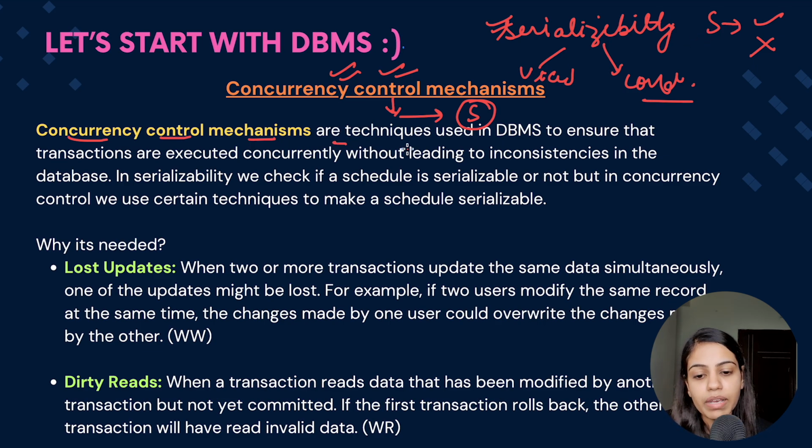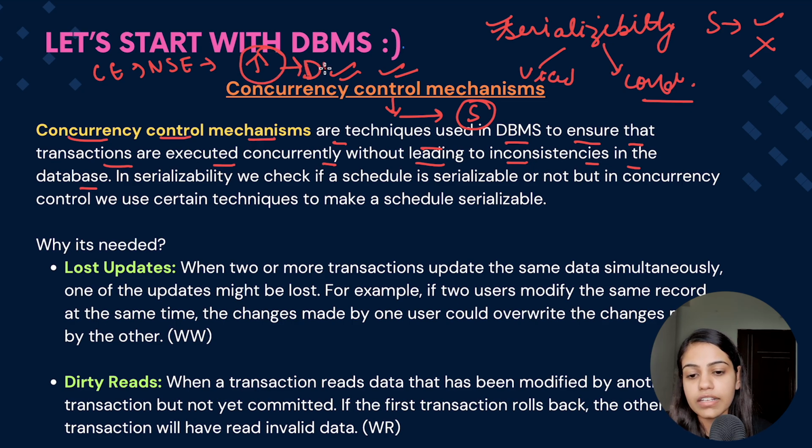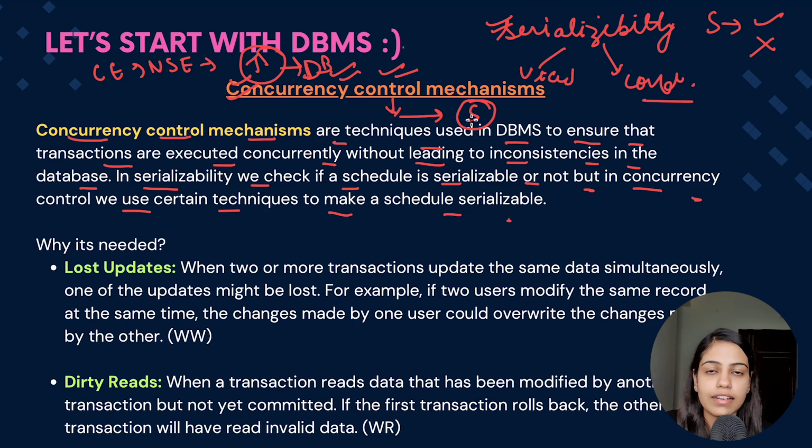So concurrency control mechanisms are techniques used in a database management system to ensure that transactions are executed concurrently without leading to any inconsistency in the database. Whenever there is a concurrent execution, or non-serial execution, there are some consistency issues which arise in our databases. Concurrency control mechanism makes sure that this inconsistency does not happen. In serializability we check if a given schedule is serializable or not, but in concurrency control we use certain techniques to make a schedule serializable.